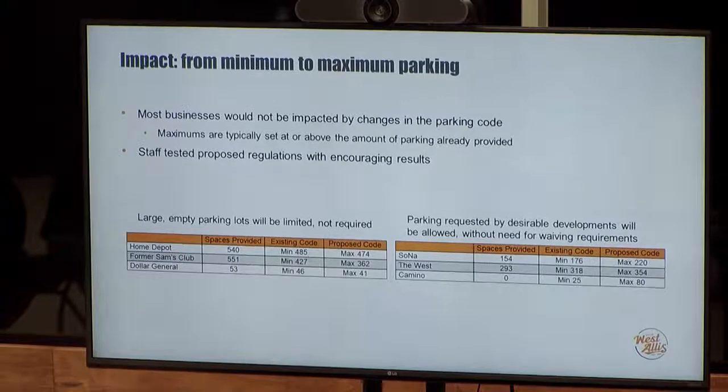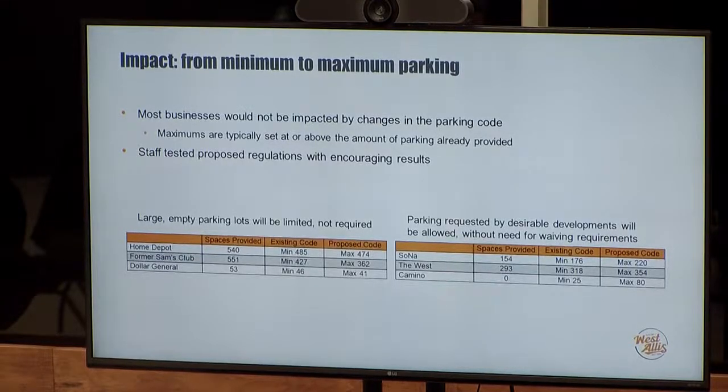We did some study on what the impact from switching from a minimum to maximum based parking code would be, and it looks all good. Most businesses would not be impacted at all. The amount of parking they have would have met the code before and it would meet it now. It's just flipping over and under it. What we do see though is these large empty parking lots. The examples we have here are Home Depot, the former Sam's Club, and Dollar General. These are buildings with big parking lots, and they often provided more parking than even our minimum suggested.